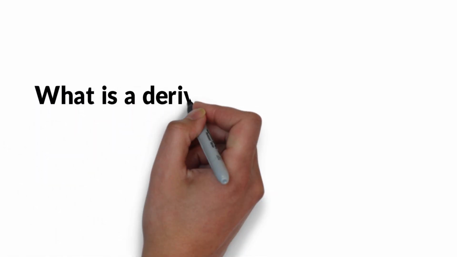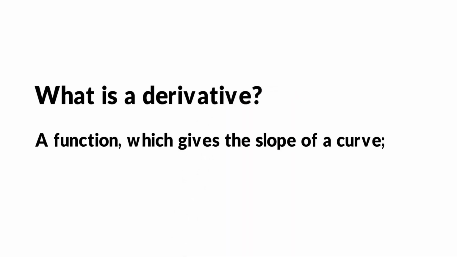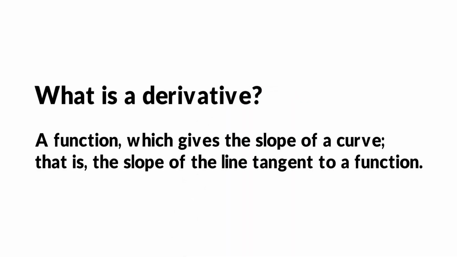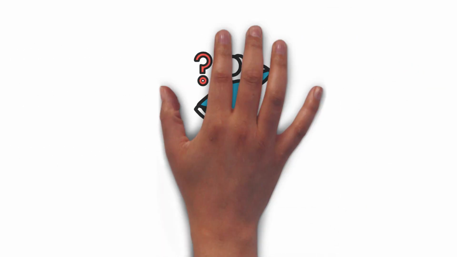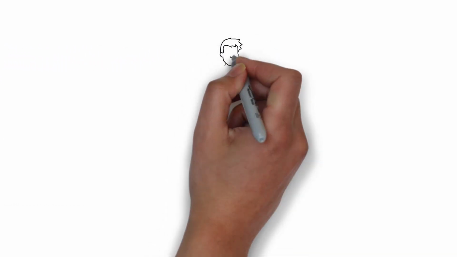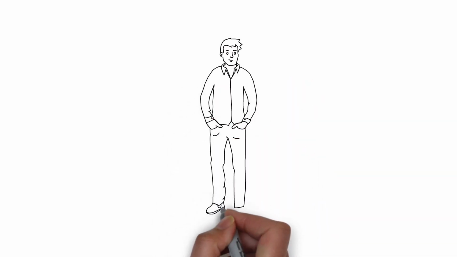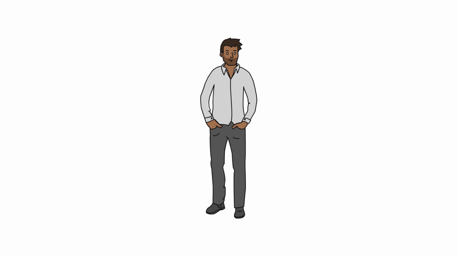What is a derivative, you might ask? A derivative is a function which gives the slope of a curve, that is, the slope of the line tangent to a function. It is usually interpreted as dy over dx. But that can sound a bit too confusing, right? Let's give an example so that we can visualize the following definition. In our case, we'll use it from a business perspective.